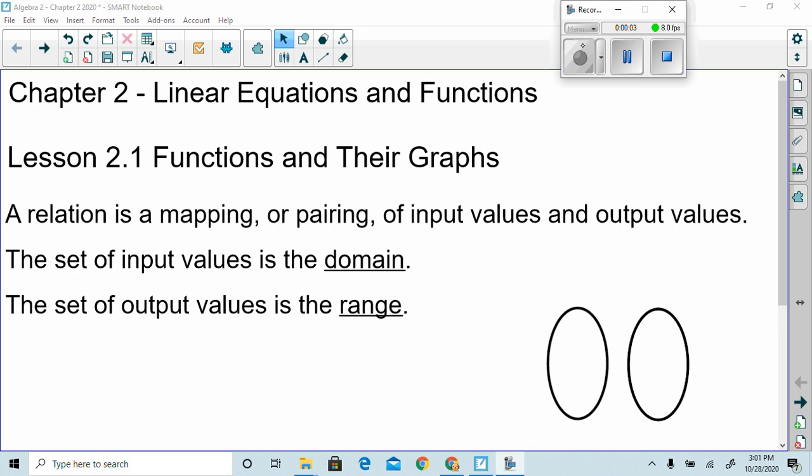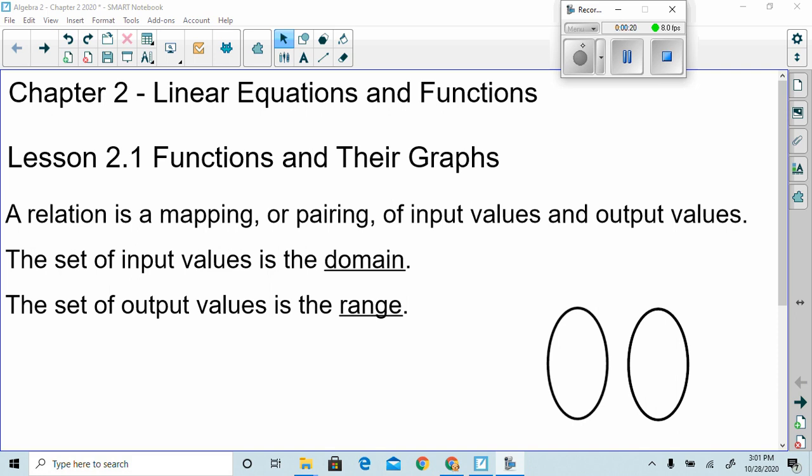In Chapter 2, we're going to take a closer look at linear equations, and we're going to start to graph them. In particular, we're going to be looking at numbers that show a relation and numbers that specifically are a function. So let's start looking at these terms.